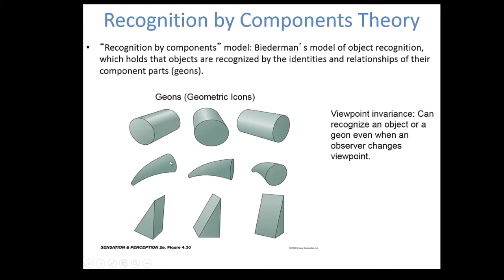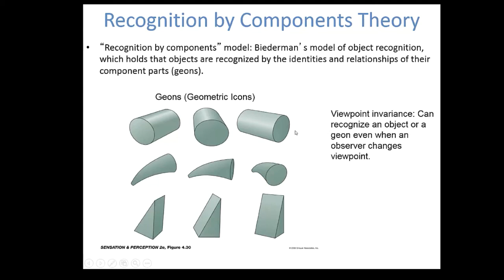One here is a cylinder. This one's kind of a horn-shaped object. And here's one that looks like a wedge of cheese. These are called geons. So these components have a term. The term is geons, which comes from geometric icons. Now, what we need to know about geons is that these shapes are, number one, 3-dimensional. The other point about geons is that they have what's called viewpoint invariance.